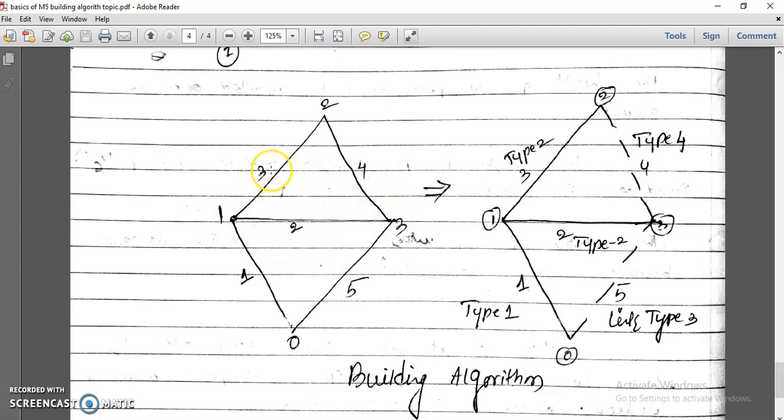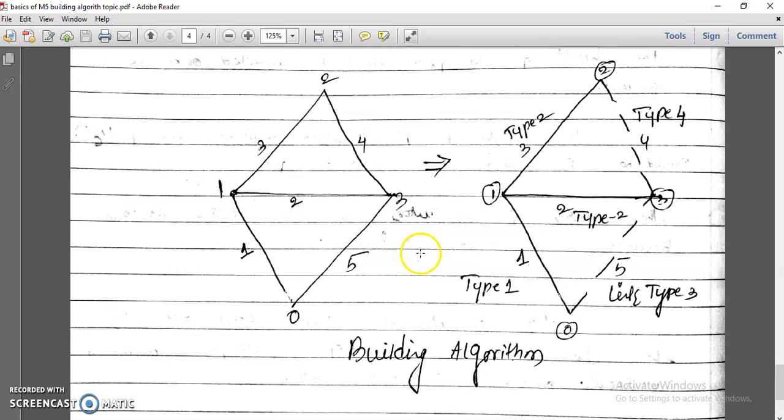Next, the third element is in between 1 and 2. 1 has already been used. 1 is old bus and 2 is new bus. So this is also Type 2 modification. Now Type 4: the element is in between 2 and 3. Both old buses have already been used, so it is Type 4 modification. And the fifth one, 0 is reference and 3 is old bus. So the fifth element is Type 3 modification, that is a link. Now 4 and 5 are links, the remaining are all branches.